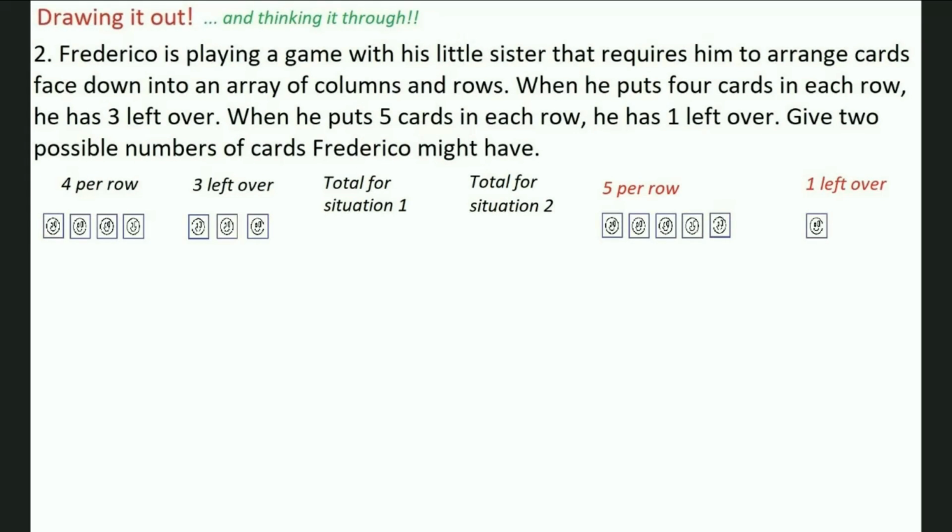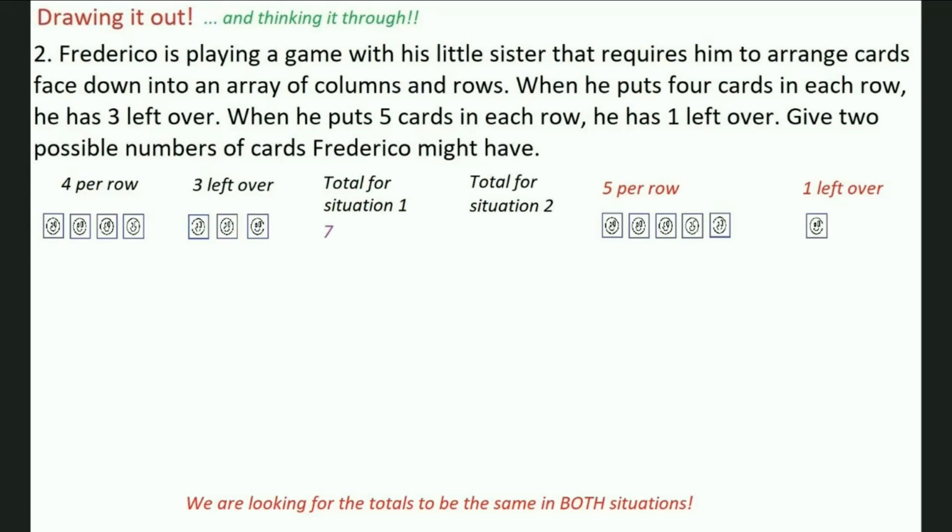I'm going to create 2 different charts in the middle here, the total cards for situation 1 and the total cards for situation 2. Situation 1 is where we set our cards up in 4 per row and we have 3 left over. Situation 2 is where we divide our cards into 5 cards per row with 1 left over. We're looking for the totals to be the same in both situations. Okay, now let's go through a couple of test situations.